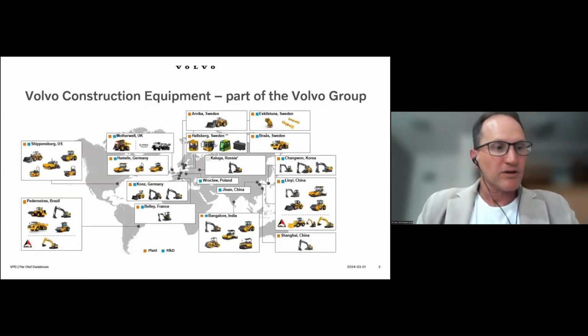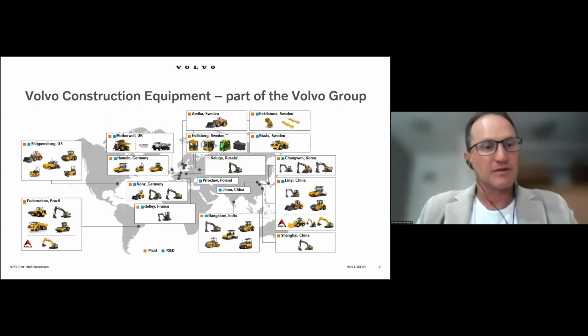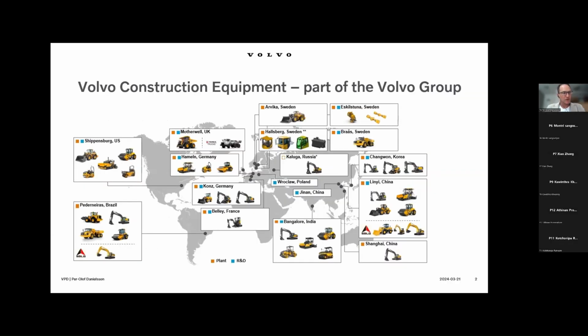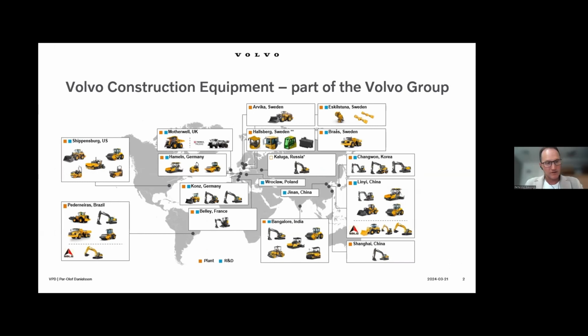Let's start by looking at the company and our industrial presence globally. We are part of the Volvo Group, and we operate across all continents. We develop, sell, and maintain construction machines such as excavators, haulers, wheel loaders, compactors, and pavers.